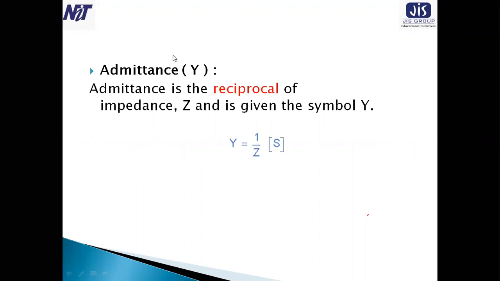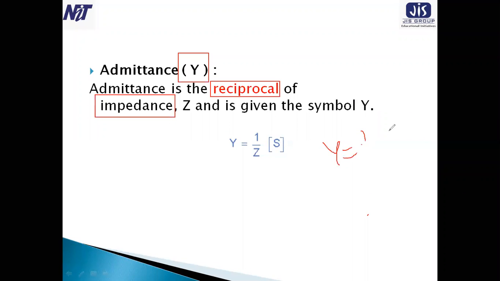We know that admittance is represented with Y. Admittance is the reciprocal of impedance. We already talked on this topic. That means Y equals 1 by Z. The admittance is the reciprocal of impedance, given by the symbol Y. So Y will be equals to 1 by Z. The unit is Siemens.